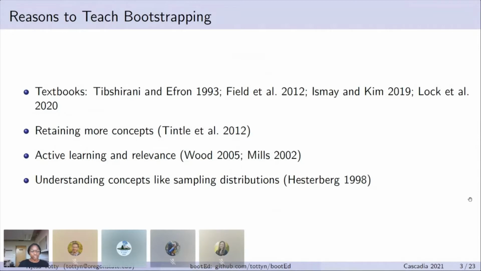Also, the use of simulations can lead students to actively and intelligently use the methods they are taught, which can increase how relevant a concept is to the student and how relevant it continues to be after they leave the classroom. Specifically, it has been noted that bootstrapping can fortify a student's understanding of concepts such as sampling distributions, and it paves the way for teaching inference on uncommon parameters.